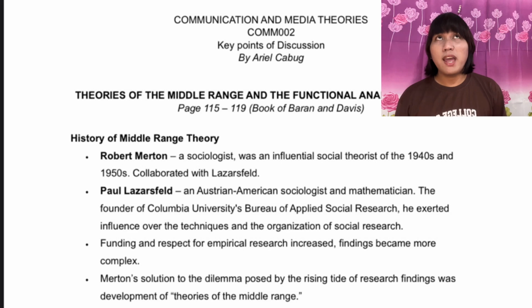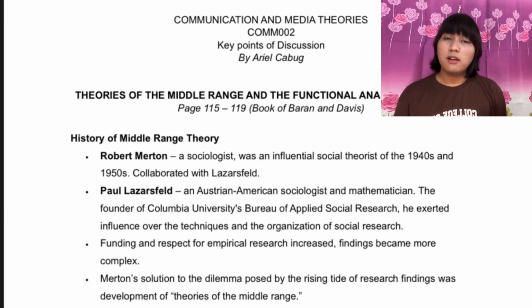It was hard for them to seek answers about their research as it requires a long process and hundreds of findings. And most empirical research wasn't based on theory. That's why some of the findings couldn't explain how or why some attributes correlated with other attributes. Then Merton's solution to that problem was the development of theories of the middle range.